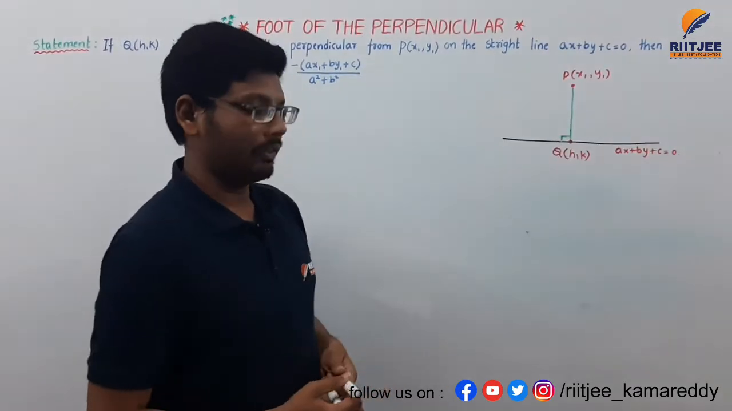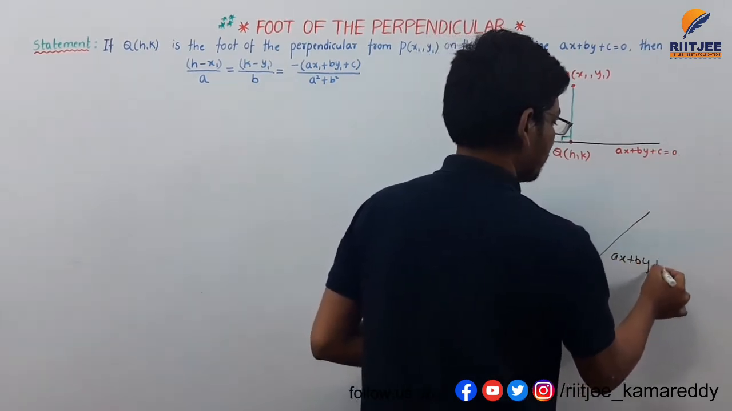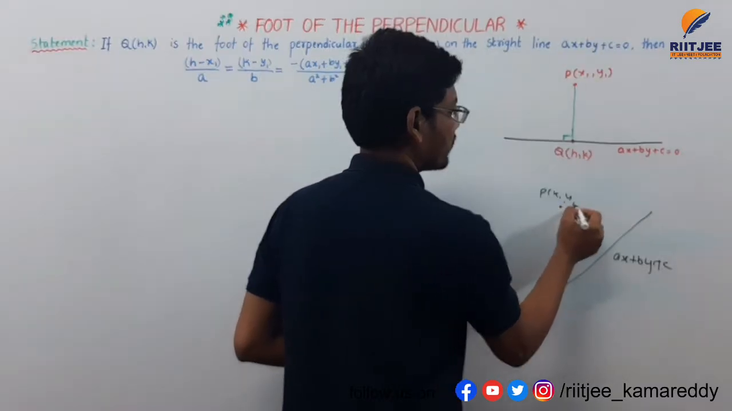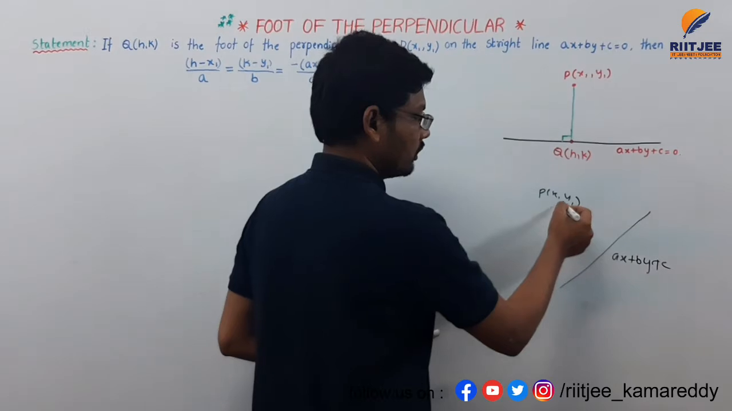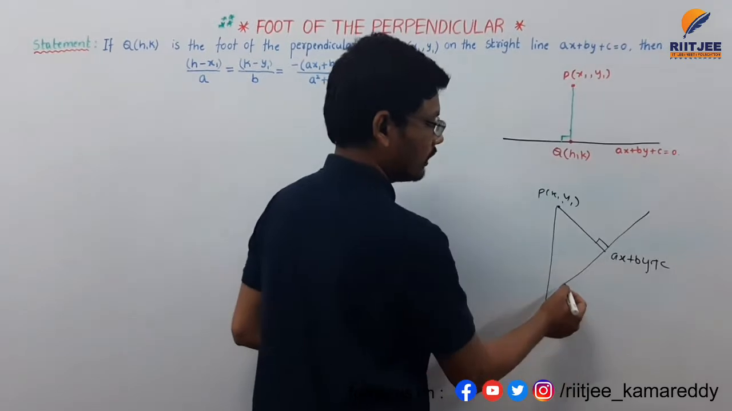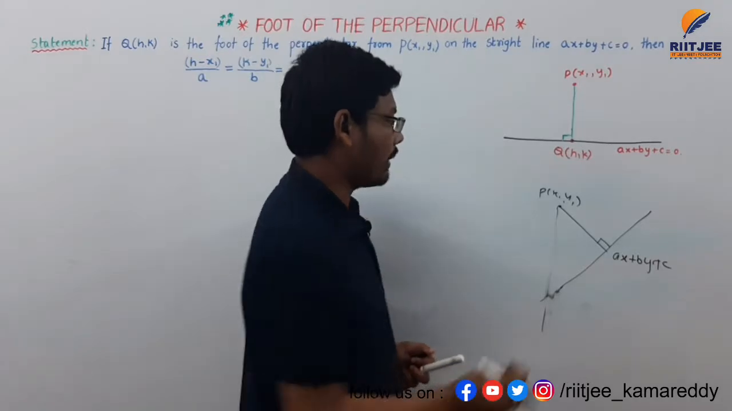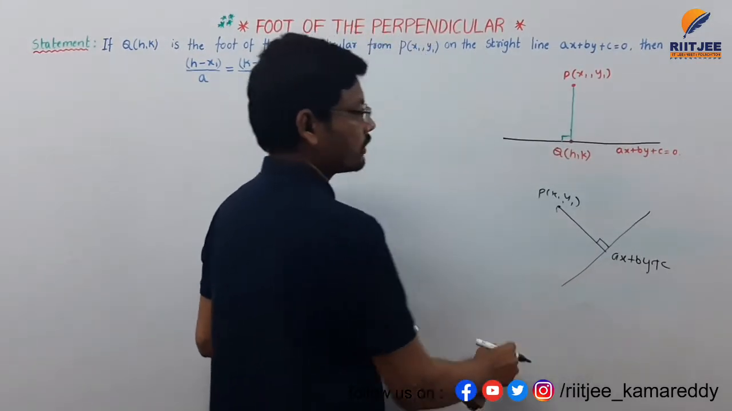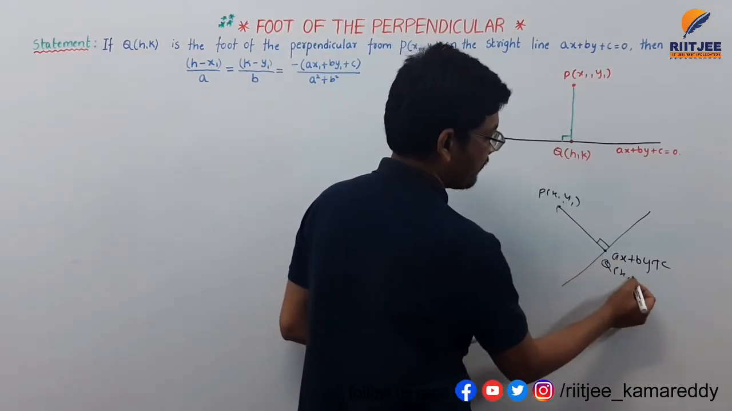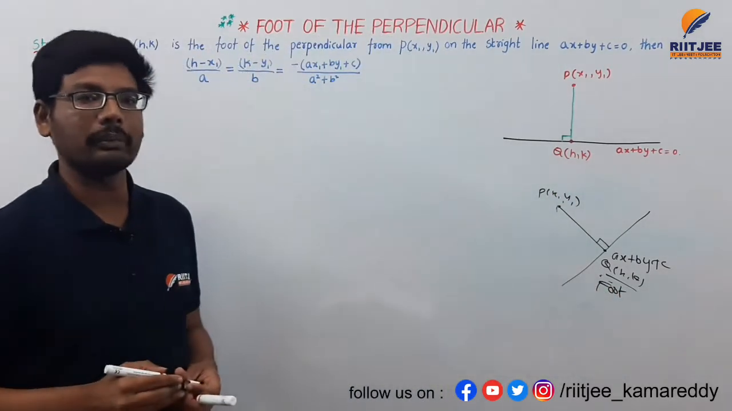And for example, if I take a line like this, ax plus by plus c is equal to 0, and I take one point P here, P of x1 comma y1, then what will happen? We need to draw a perpendicular like this, not like this. So this is the wrong method, and this is the perfect method to draw a perpendicular here. If the line is like this, this is the perpendicular, and the intersecting point is Q of h comma k. This is nothing but the foot here. So this is the diagrammatical representation of the foot of the perpendicular here.